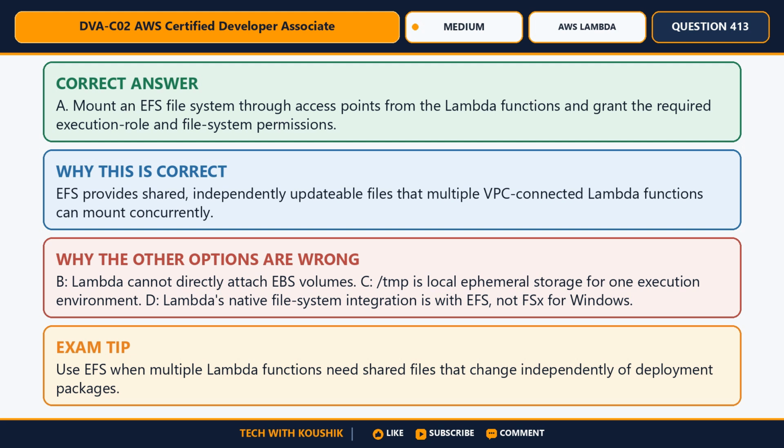B. Lambda cannot directly attach EBS volumes. C. /tmp is local ephemeral storage for one execution environment. D. Lambda's native file system integration is with EFS, not FSx for Windows. Exam tip. Use EFS when multiple Lambda functions need shared files that change independently of deployment packages.